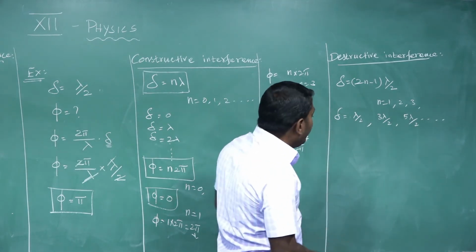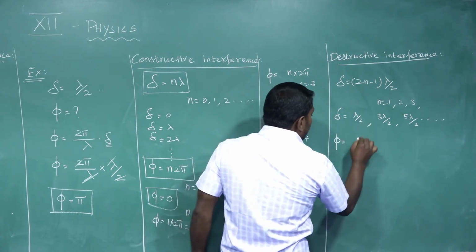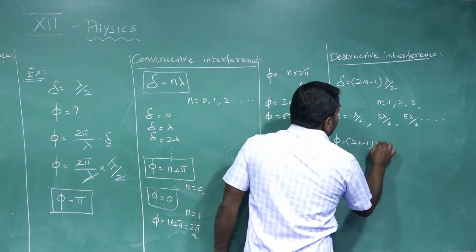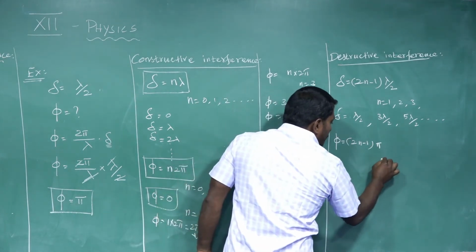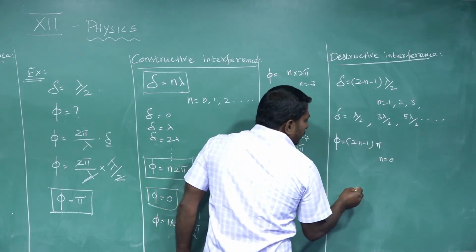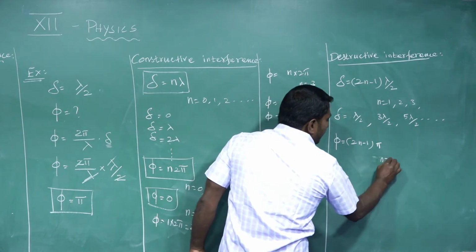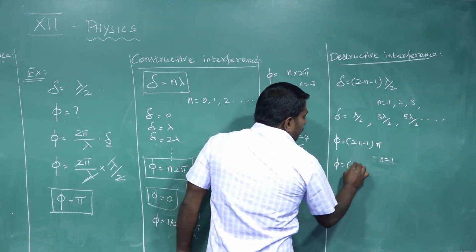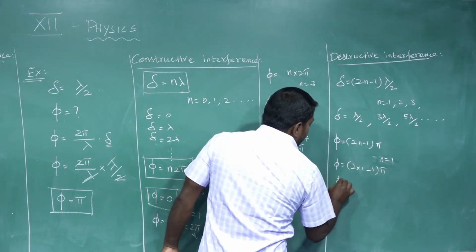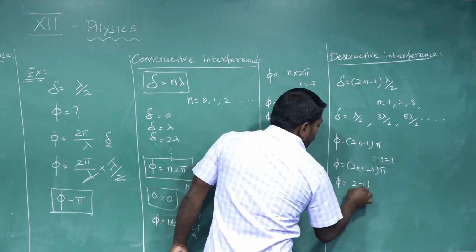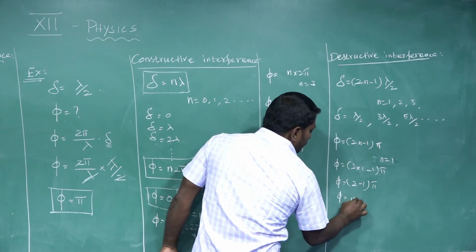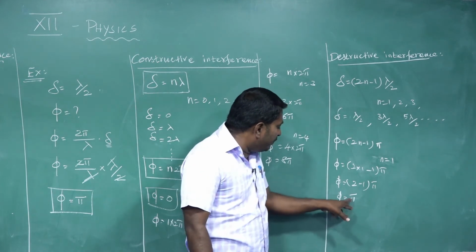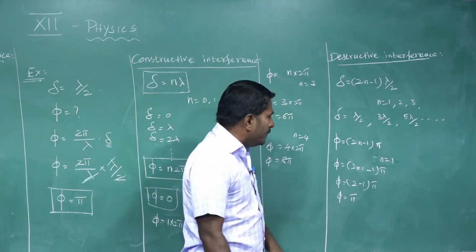So what is the corresponding phase difference between two interfering waves? Phi is equal to (2n minus 1) pi. In destructive interference, n is equal to 1. Phi is equal to (2 into 1 minus 1) pi. Phi is equal to (2 minus 1) pi. Phi is equal to pi. So when both waves interfere at that point with a phase difference of pi, that point appears dark.